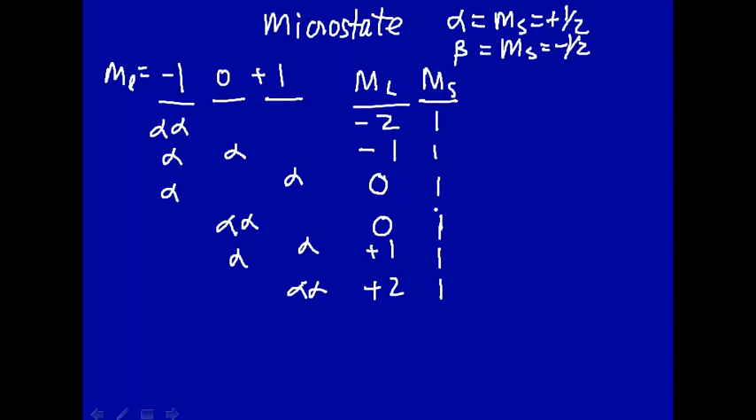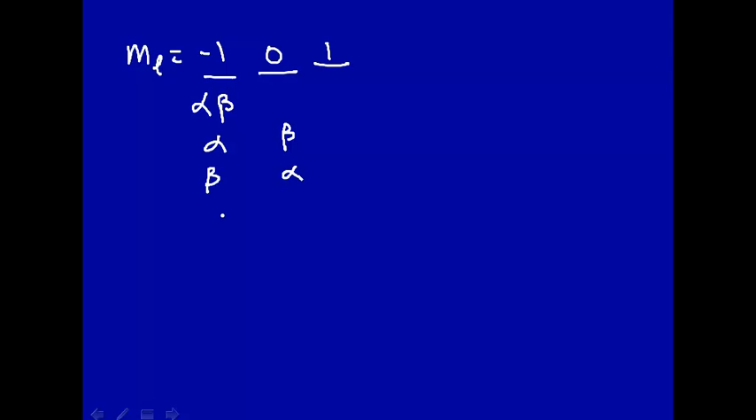Let's look at another combination. Let's say M sub L equal minus 1, 0, and 1. Let's look at the combination of alpha and beta. One spin up, one spin down. Well, we could put an alpha here and a beta here. Now we can switch them because they're two separate ones. This will be a beta and this will be an alpha. We can put an alpha here and a beta over here. Or we can put a beta here and an alpha over here.